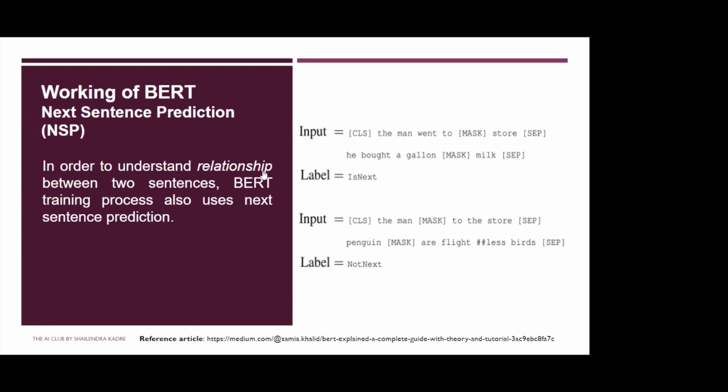Whether a given sentence is the next sentence to the previous sentence is actually done by BERT. It's clear from the name, next sentence prediction, and once it is done, it compares with the original document whether the prediction is right or not. So here you can see: the man went to the store, then penguins are flightless birds. There is no relation between these two sentences, so NotNext, which means this is not the next sentence to the previous sentence. That is the next sentence prediction technique.